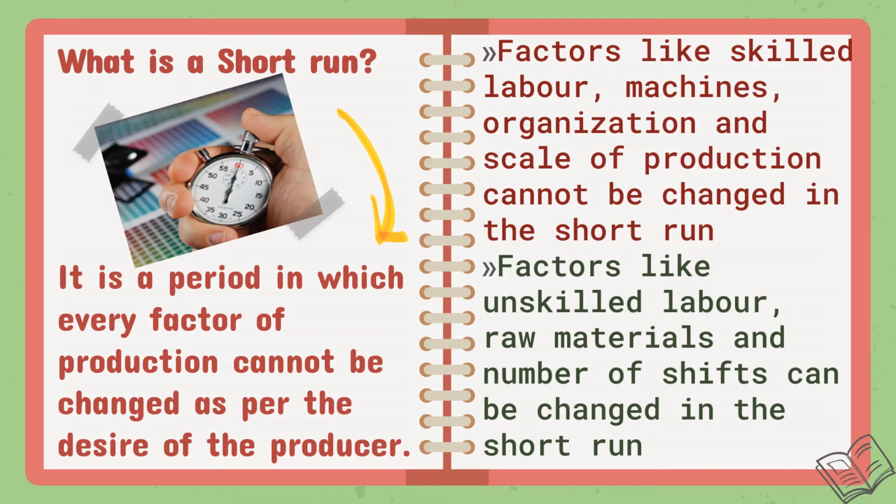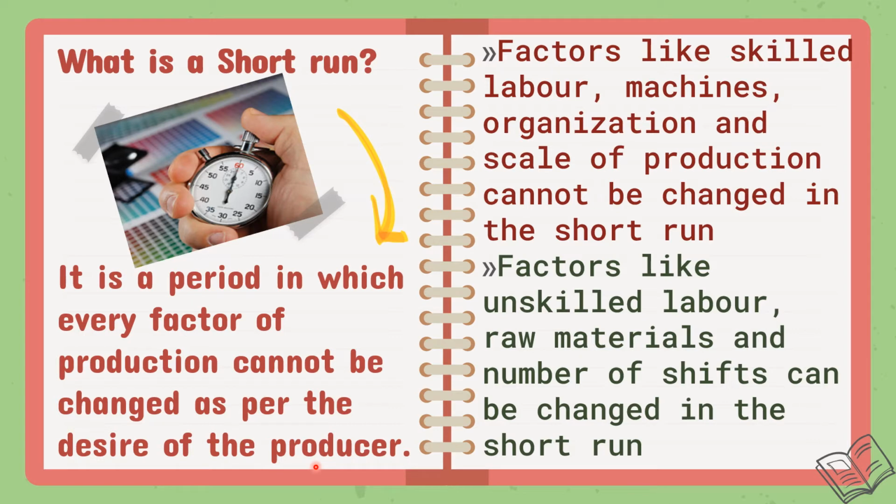As we learn about production function, we need to learn about two time frames that exist in the production process. One is the short run or the short period, and the other is the long run or long period. So what is a short run? It is a period in which every factor of production cannot be changed as per the desire of the producer.